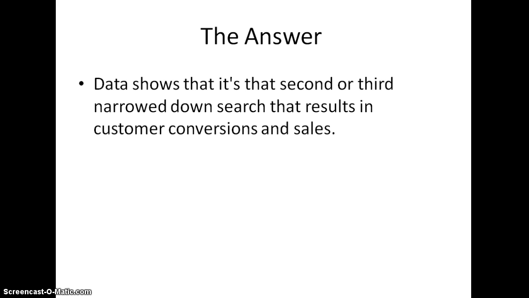The data shows that it's that second or third narrowed down search that results in customer conversions and sales. So it's not the hotel in Nashville, but it's a hotel in downtown Nashville. If she wanted to see the Grand Ole Opry, it might be a hotel at the Grand Ole Opry. Or if she were on a budget, it might be a hotel in downtown Nashville that's inexpensive. So it's important to know that it is that second or third narrowed down search that results in customer conversion and sales, not that first broad one.